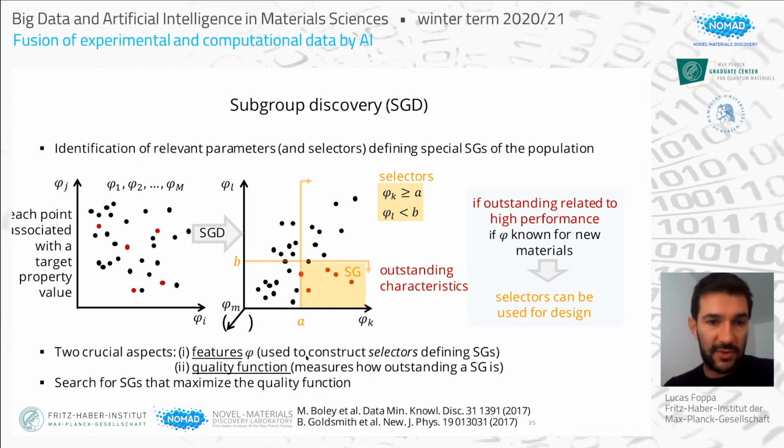Once we have defined the features and the quality function, the subgroup discovery algorithm will search for subgroups that maximize this quality function. So what we're going to do is generate subgroups defined by selectors, so several selectors, 1, 2, 3, or more, and then search for the subgroups that maximize this quality function. This is what we are going to do here.